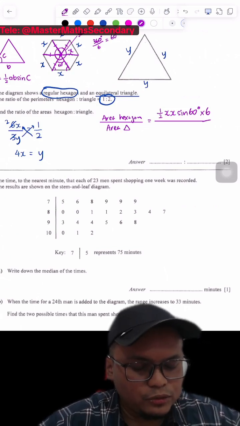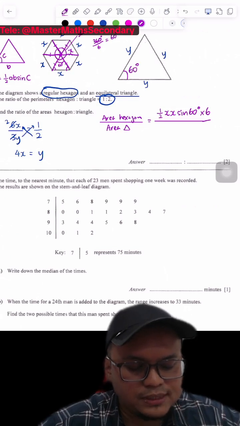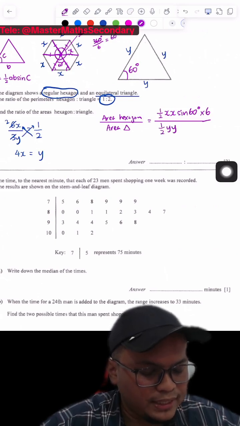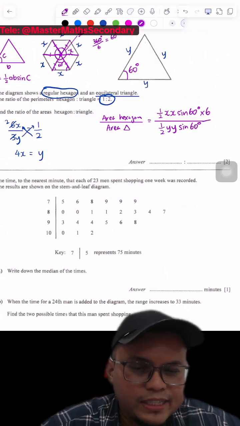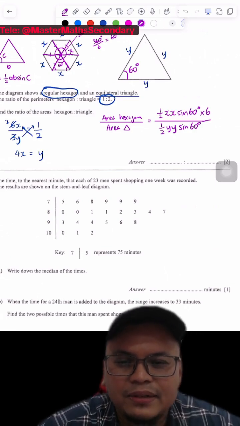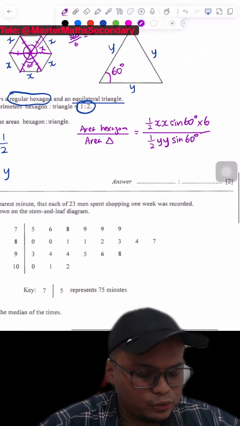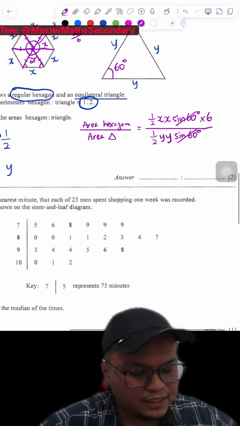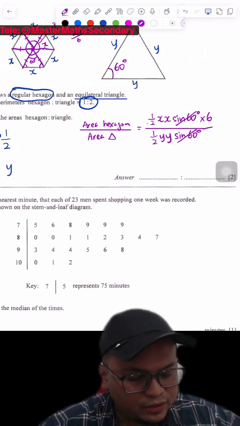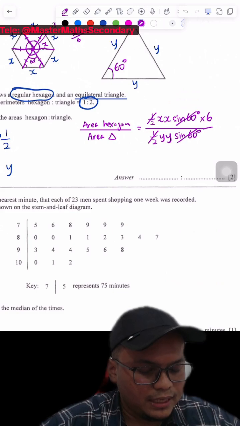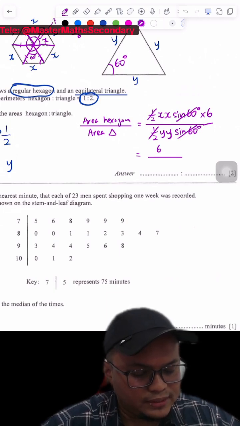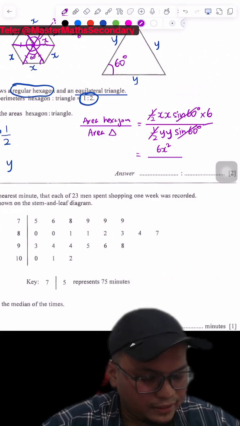The other triangle is also equilateral, so wouldn't its angles also be 60 degrees? So you still use the same formula, half times AB, which is y times y, times sine of 60 degrees. If you punch sine 60 into your calculator you get an ugly number, but it doesn't matter because the common factor of sine 60 cancels off, and the half and half cancel too. I'm left with 6x squared at the top and y squared at the bottom.